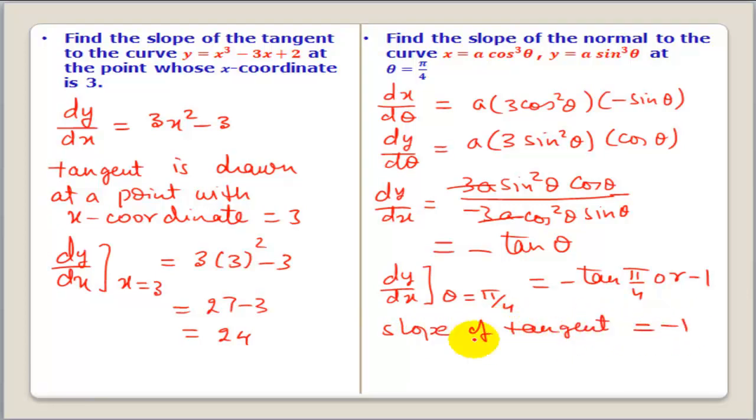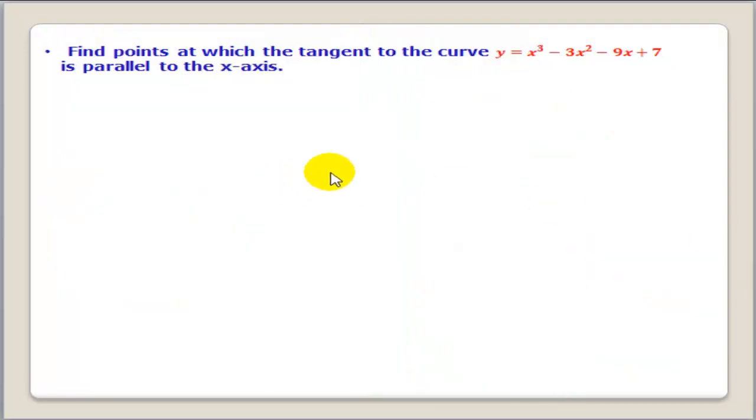As we are evaluating the slope of the normal, we know the slope of the tangent times the slope of the normal is minus 1, or they are both negative reciprocals of each other. So when I take the slope of the normal, as I said, it is the minus reciprocal of the slope of the tangent. You can see it comes out to be 1. So the slope of the normal is 1. Now checking for another one.